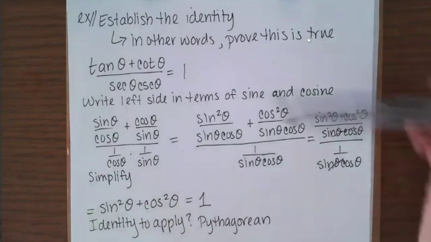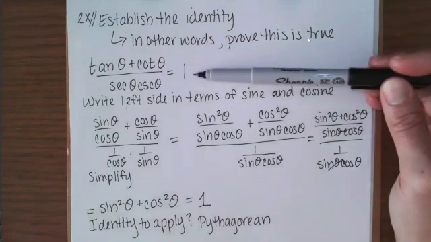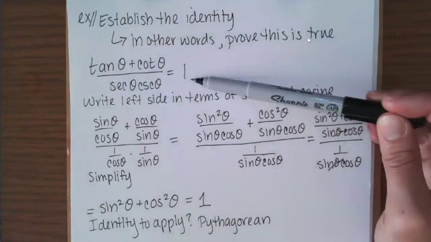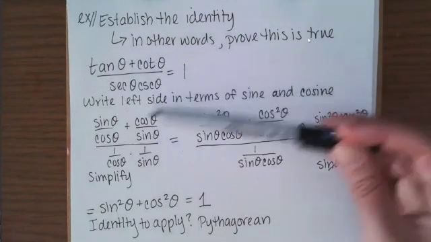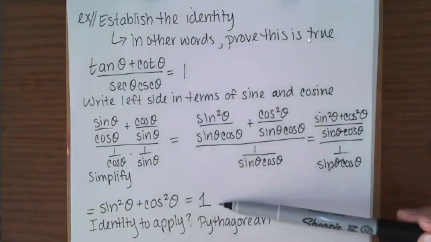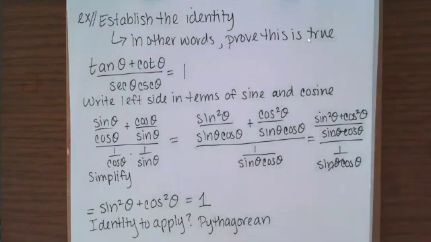Okay, so what we've done here is we've proved this identity is true. We started with the left side and we algebraically manipulated it until we ended up with the right side. So we did all of this work to prove that this expression was indeed equal to 1. So our proof is complete. We'll do a couple more here.